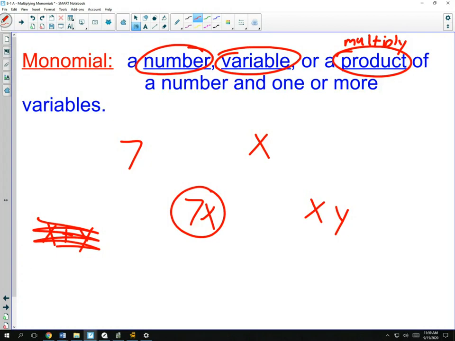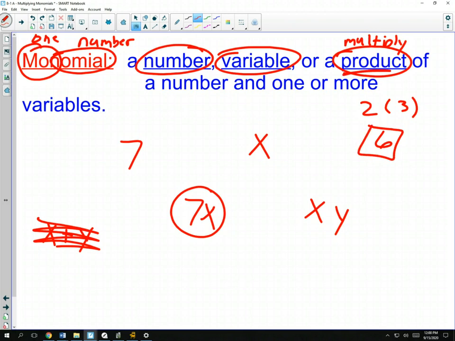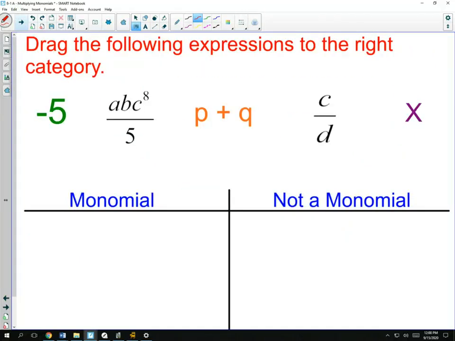Okay? Monomial, M-O-N, that means 1. And then nomial right here, that means number. So one number. So when we multiply 2 numbers together, 2 times 3, that's still one number, 6. So that's why it could be a product. Okay, but it's not a sum, it's not a difference, it's a number, a variable, or a product. Let's do some practice then.